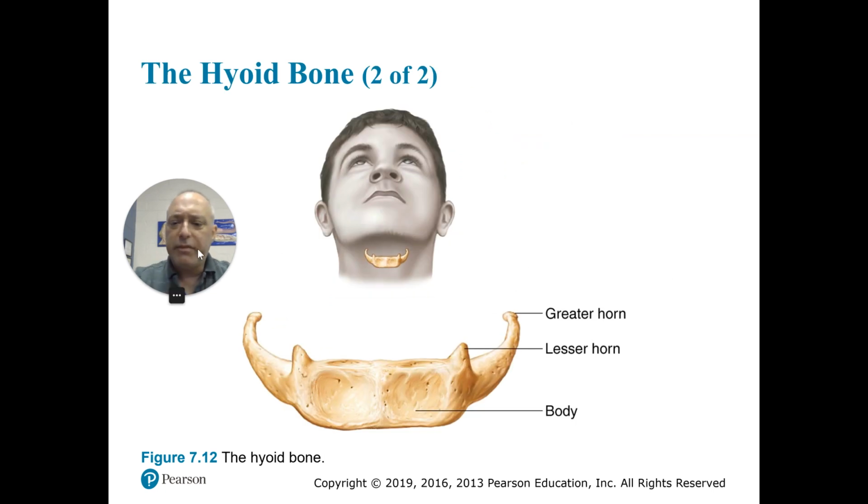Okay, then we move on to the hyoid bone. The hyoid bone is a free bone. It doesn't articulate with another bone. It's held together with muscles. The hyoid has a greater horn, a lesser horn, and a body.